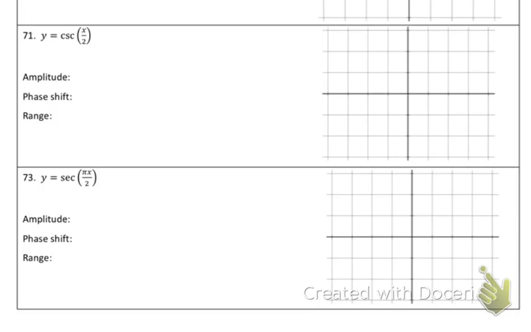73 is just like 71. It's all about rewriting it. We're used to seeing something where you've got a b in front of the x. So I want to have a number in front of the x. I don't want to have this fraction. So I'm going to do 71 and then 72. I'm going to rewrite it. How I'd rewrite 71 is I'd rewrite it as cosecant of 1/2 times x.